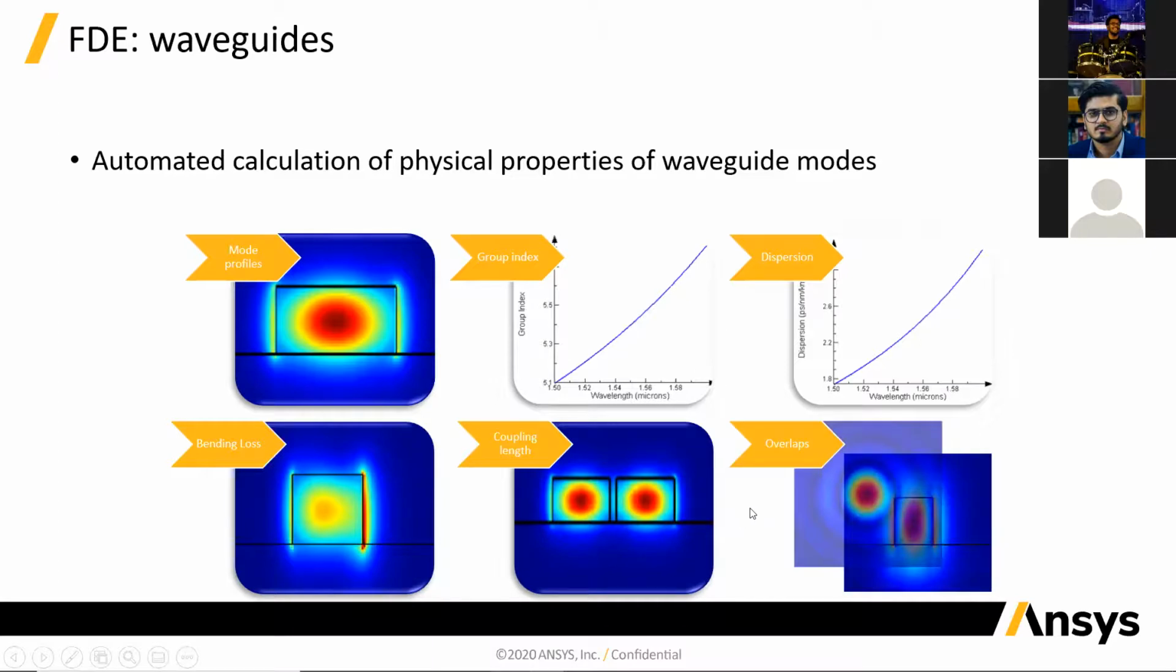And then mode overlaps. So let's say you have a waveguide and you want to couple the light from the waveguide into a fiber. You can calculate the optical mode from the waveguide and the fiber. And then there are built-in calculations to figure out how the mode overlaps between the two, and then figure out how much of the power you can actually expect to transfer from one structure into another. So you can do this type of calculation in FDE.